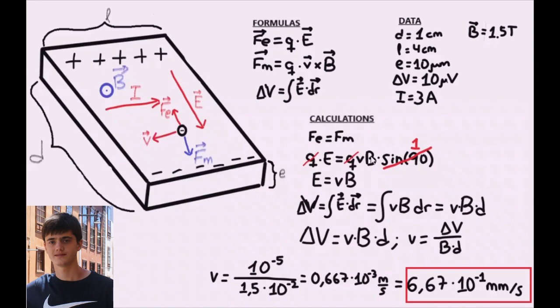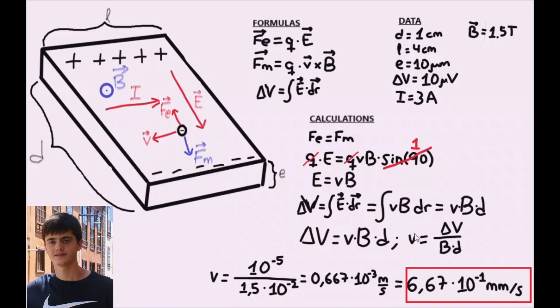So we start with the calculations. As I said, we have to equalize these two forces, and we get this expression: the electric field is equal to the velocity times the magnetic field. And as we don't have the value of the electric field, we use this formula to find the relation between velocity and potential difference. Here we would integrate the electric field, but we substitute it by v times the magnetic field, and when integrating we get that the potential difference is equal to velocity times magnetic field times d.